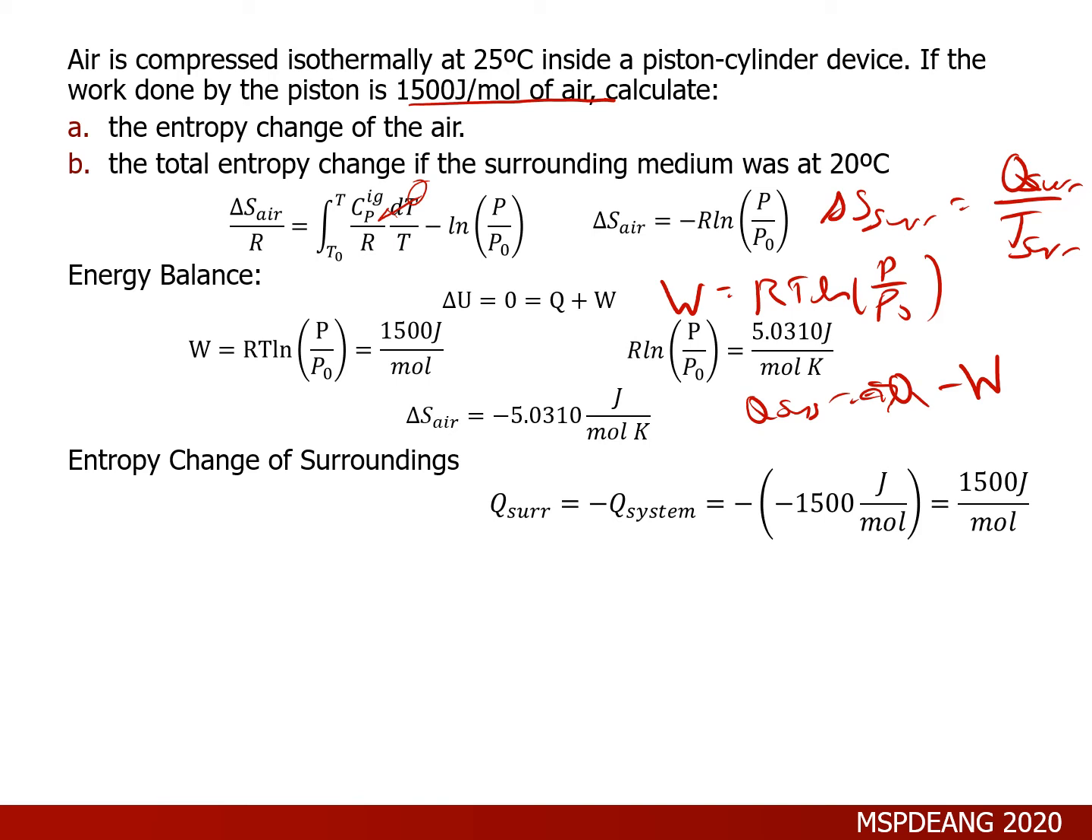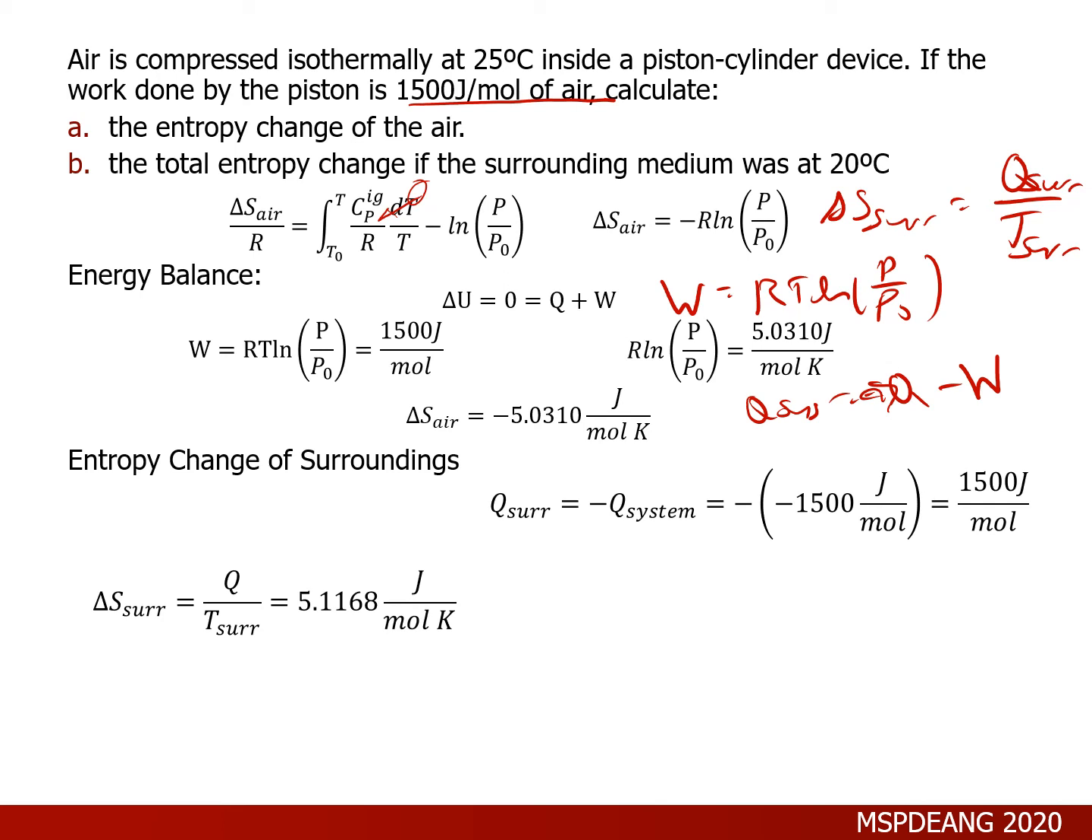So meaning, throughout the compression process, heat was being released to our surroundings. And this makes sense, because if you operated this piston cylinder adiabatically, the temperature should increase. However, since the temperature is maintained at 25 degrees Celsius, heat is constantly being released throughout the compression process. And that total heat is 1500 joules per mole. You can now calculate the delta S of the surroundings, which is Q over T surroundings, equal to 5.1168 joules per mole Kelvin.